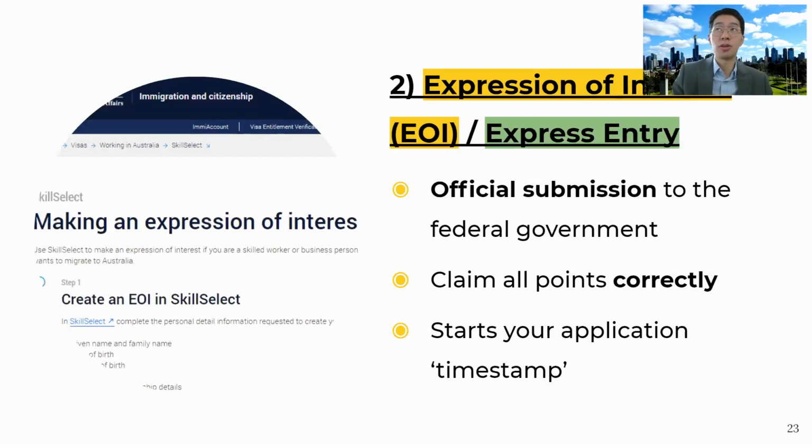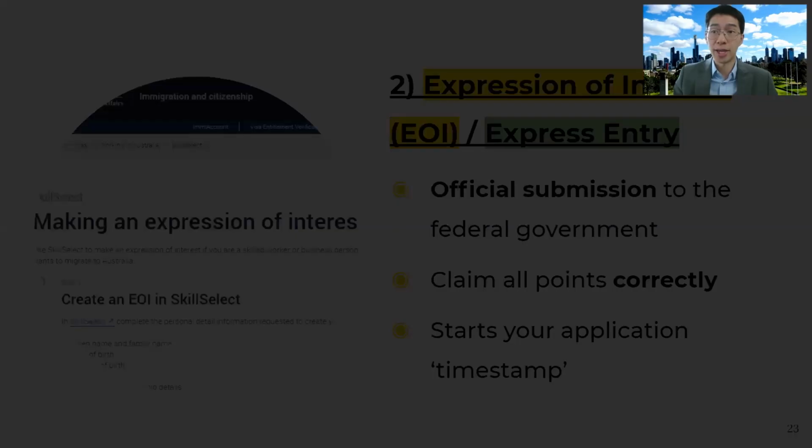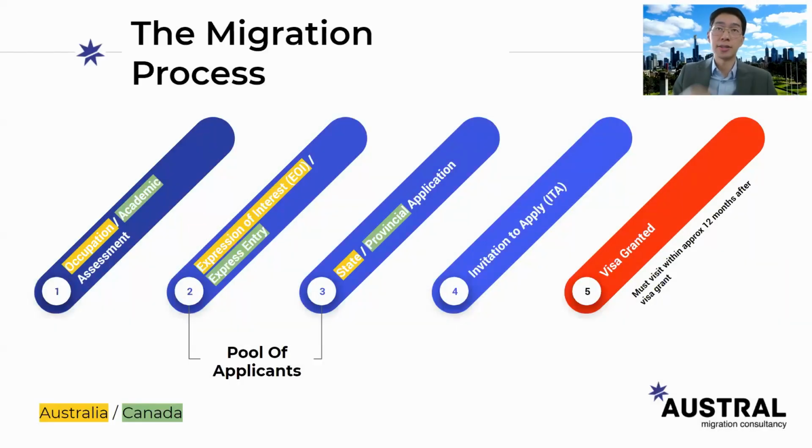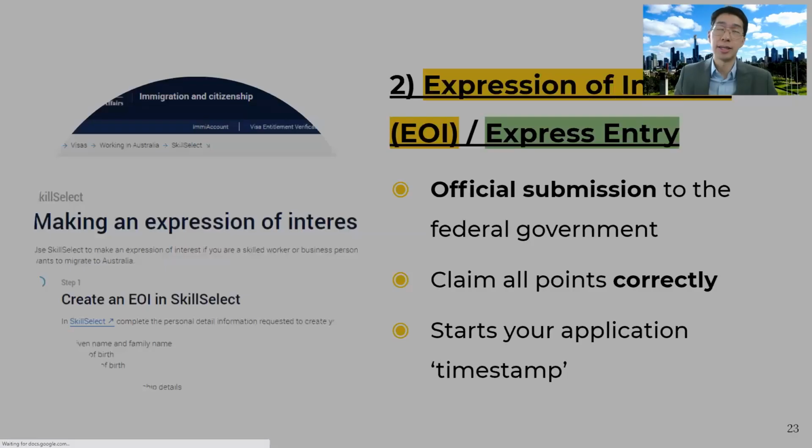Stage number 2 is called an expression of interest or express entry submission. So what does that mean? That means you're doing an official submission to the federal government that you'd like to apply for migration, for both countries. Before you get into this stage, you have to take your English test. So if I jump back a bit, between stages 1 and 2, you have to do your English test. For stage 1, you don't necessarily have to have your English test ready to start. A lot of our clients start first, prepare all those documents, and then take the English test. But it needs to be done before stage number 2.